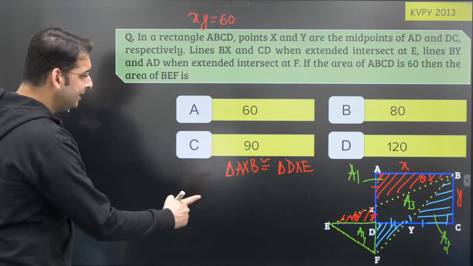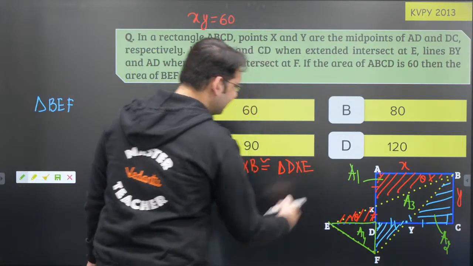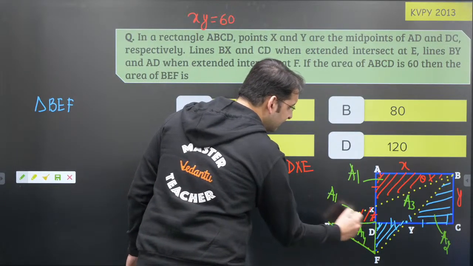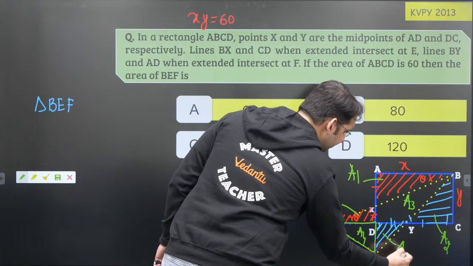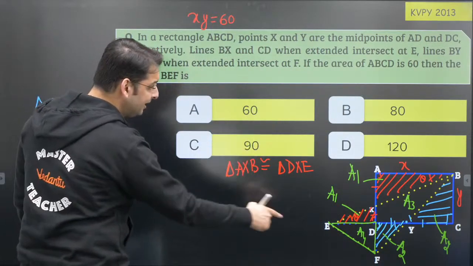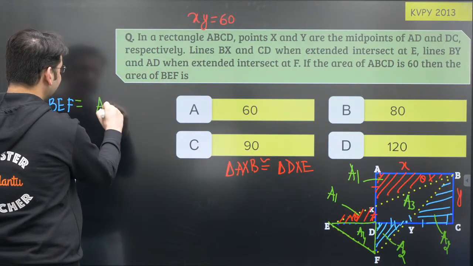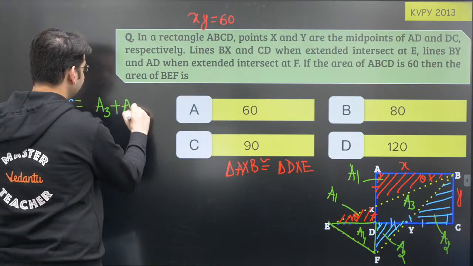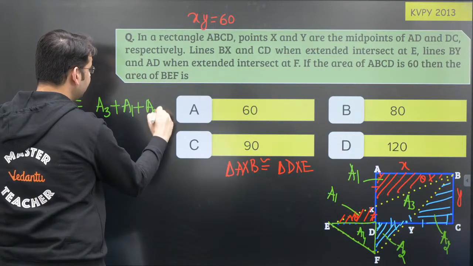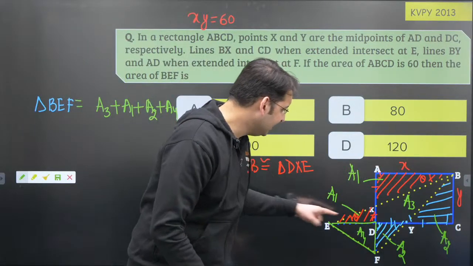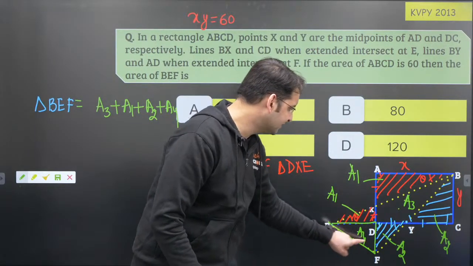सो बोल सकता हूं कि BEF तो A1 है तो ये वाला भी A1 होगा. ये अगर A2 है बच्चों तो ये भी A2 होगा, बिकॉज द ट्रायंगल कॉन्ग्रुएंट. सो कैन आई से ट्रायंगल BEF का एरिया क्या होगा? A3 प्लस A1 प्लस A2 प्लस A4. कैन आई से दिस?